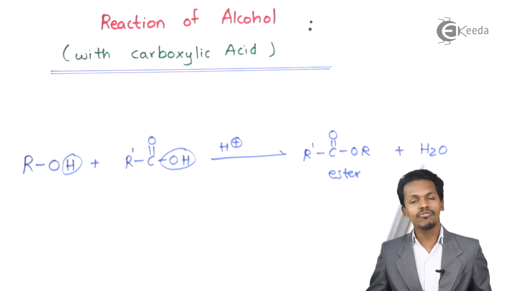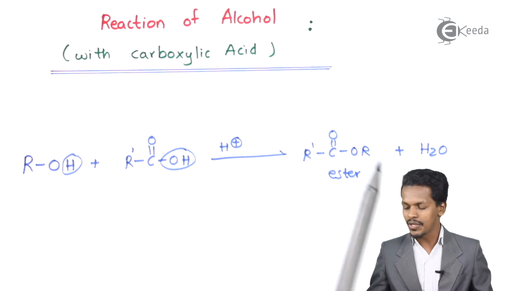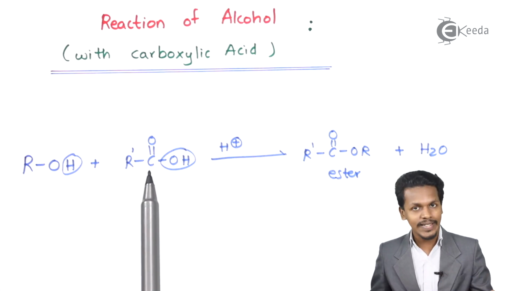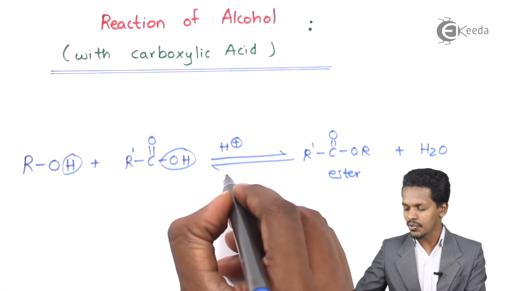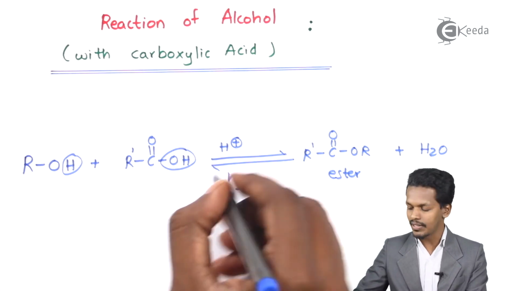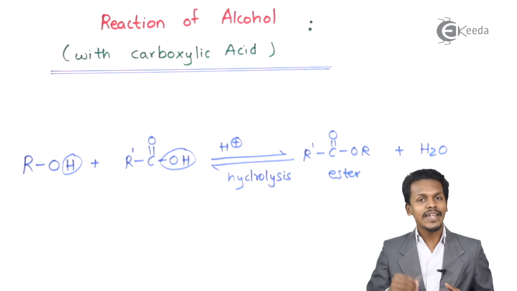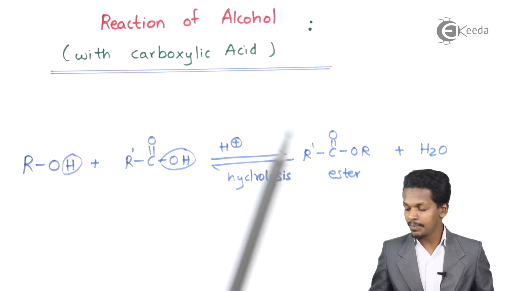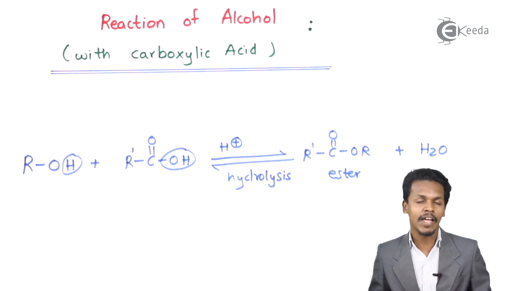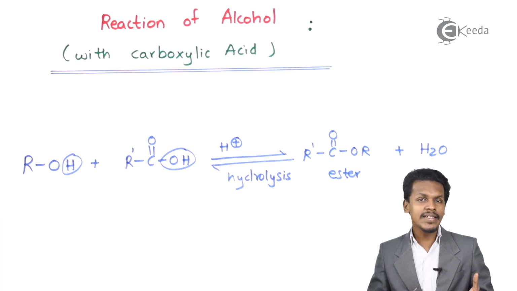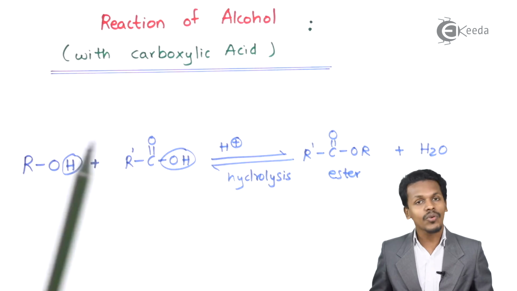But this reaction is actually a reversible reaction, because an ester can easily react with a water molecule to convert back into carboxylic acid as well as alcohol. So this is a reversible reaction, and the backward reaction is known as hydrolysis. That is the reason we are concerned with the production of ester in the reaction of alcohol with carboxylic acid, the formation of an ester from an alcohol. So that is what we are going to talk about.